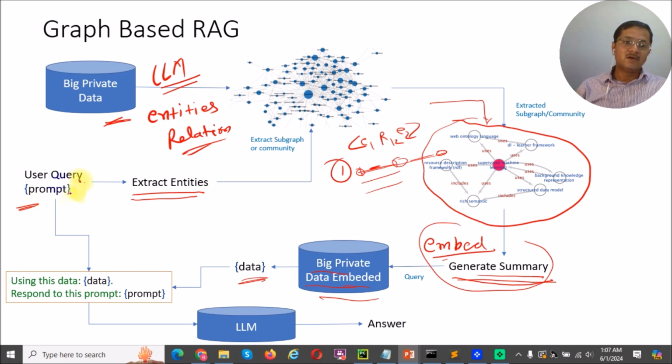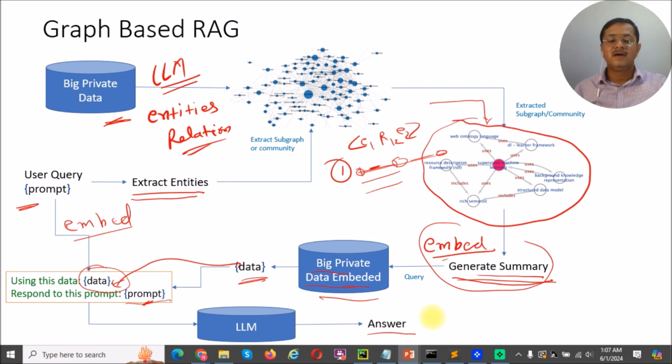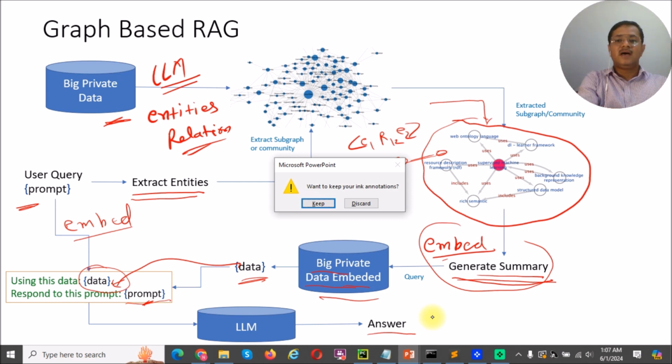Now you use your query prompt, again embed it and pass it here. So here it is your prompt and here it is your data. Now fire it to the large language model, asking for an answer to this prompt in the context of this data, and the large language model will give the appropriate answer. So this is a traditional and successful way to handle such large scenarios.